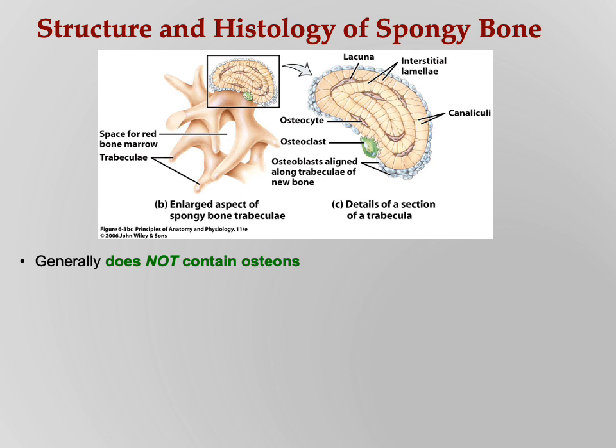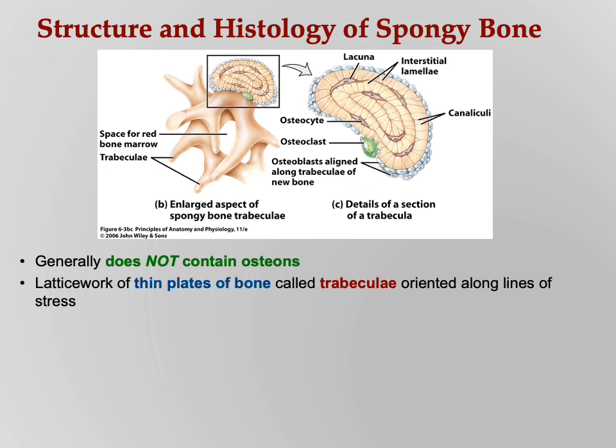So red bone marrow has tons of blood cells in it, so you don't really need a central canal. You've got plenty of red blood cells all over the place anyway. That's why you don't have to have an osteon, okay? So instead, spongy bone has this latticework of thin plates called trabeculae, singular trabecula.